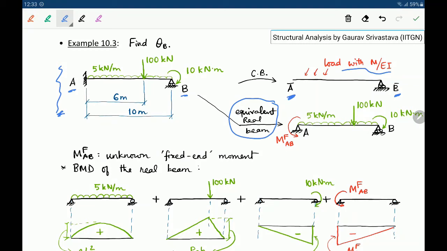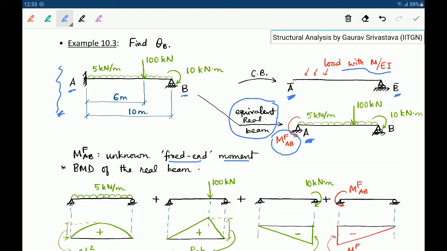Now if we were to imagine that we convert support A to a pin support instead of a fixed support, that will reveal one unknown moment, MFAB, known as the fixed end moment at location A. So that will come out.